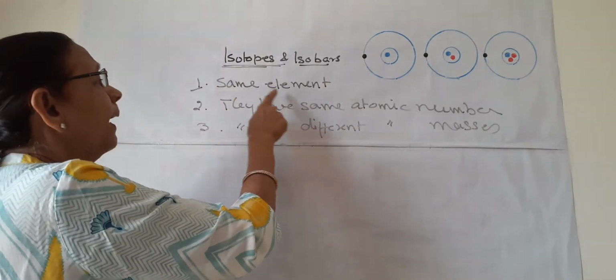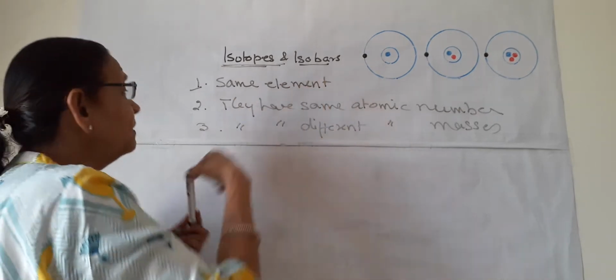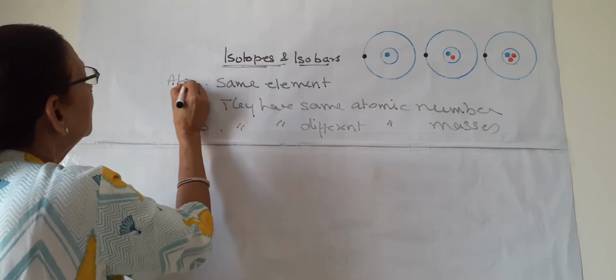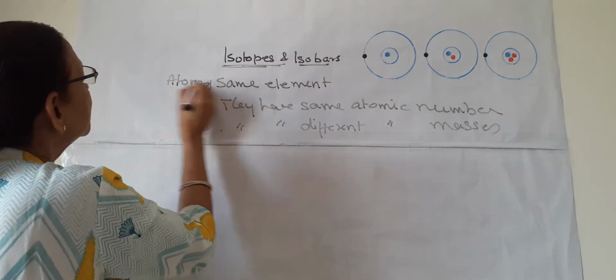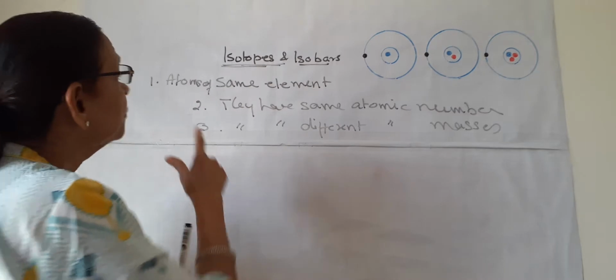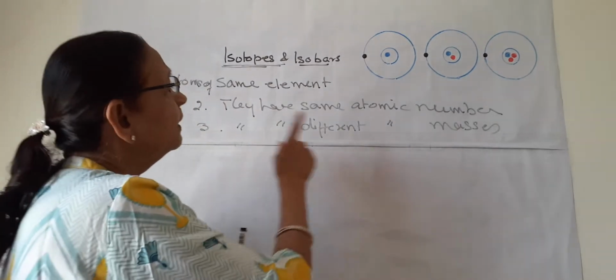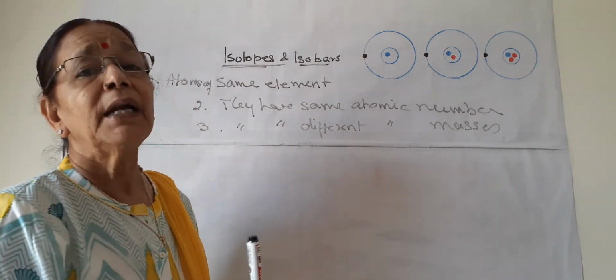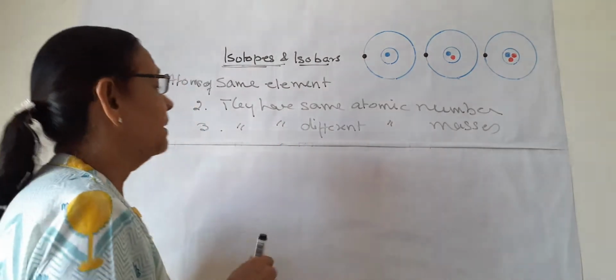They are the atoms of the same element. First is they are the atoms of the same element. Second, they have the same atomic number. And third, they have different atomic masses.